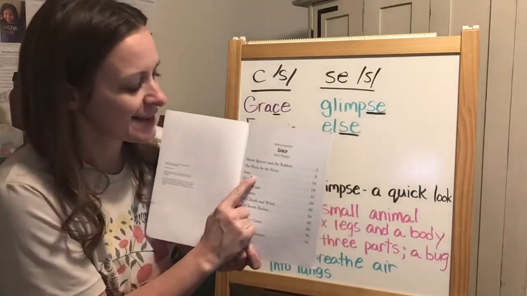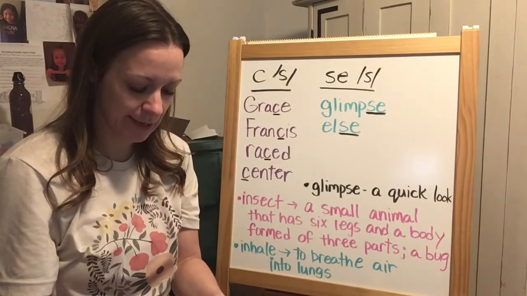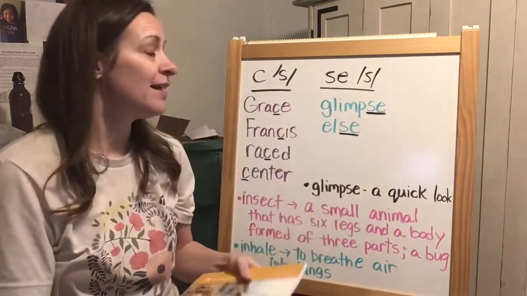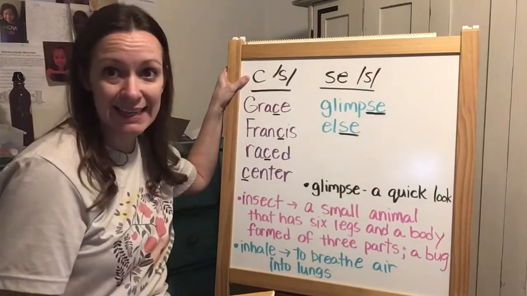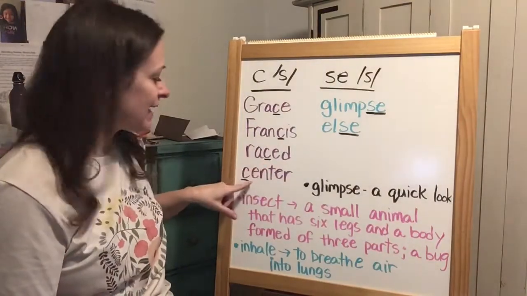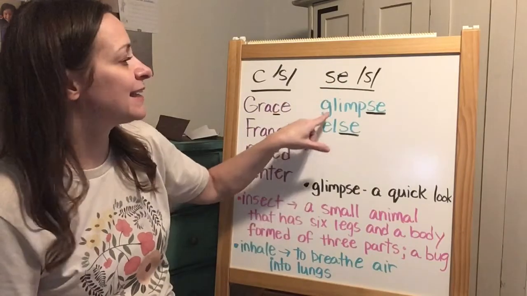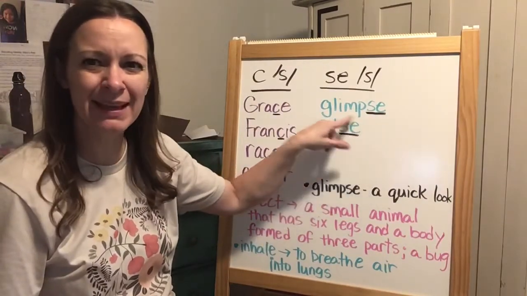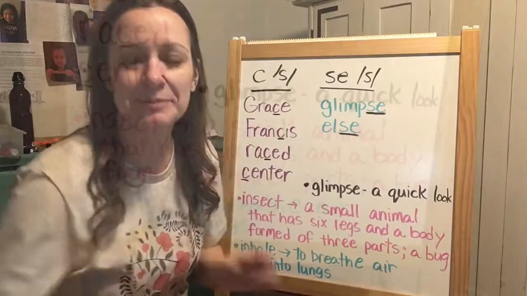Oh, we're reading about ants. Scroll over, we see that it's on page 14, and you can turn to page 14. So in this story, you will see more of our S sound. You'll see some words that are spelled with our C that make our S sound, like Grace, Francis, raced, and center. And you'll see some sounds that are spelled with our SE, like glimpse and else. Looks like a magic E sitting on the end there, right? But it's not making anybody say its name. So it's not magic, it's just the SE saying S.